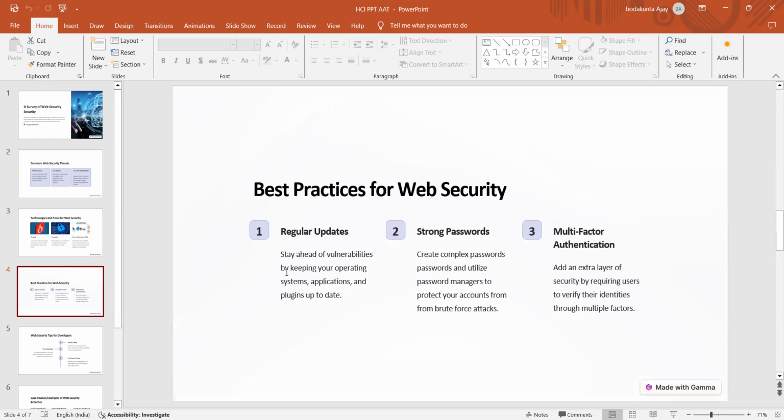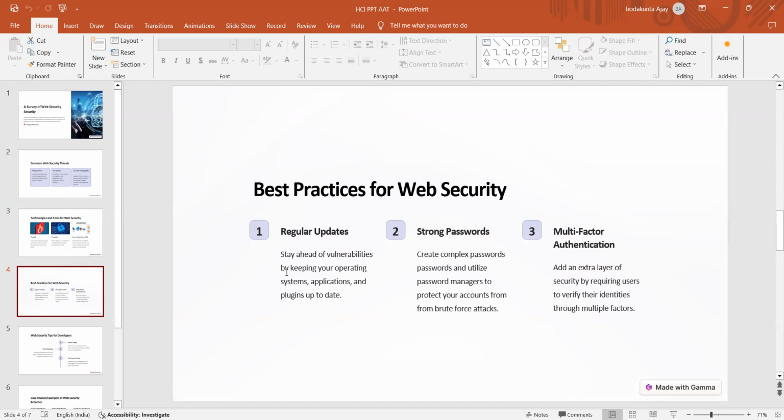So what are the best practices for web security? The first one is regular updates. We should stay updated regarding vulnerabilities by keeping our operating systems, applications, and plugins up to date. Another one is strong passwords. We need to update our passwords from time to time, create complex passwords, and utilize password managers to protect our accounts from brute force attacks.